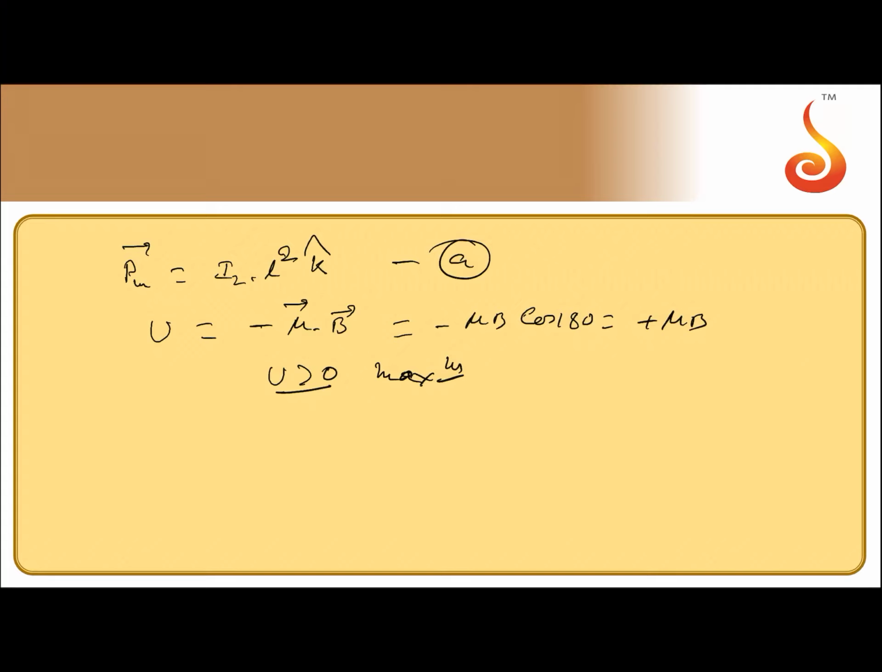So this option is not correct. And torque is given by, we know, mu cross B, which is equal to 0. Why? Because the angle between the mu vector and the B vector is 180 degrees. So torque is equal to 0, so option D is not correct. Only one option is correct here.